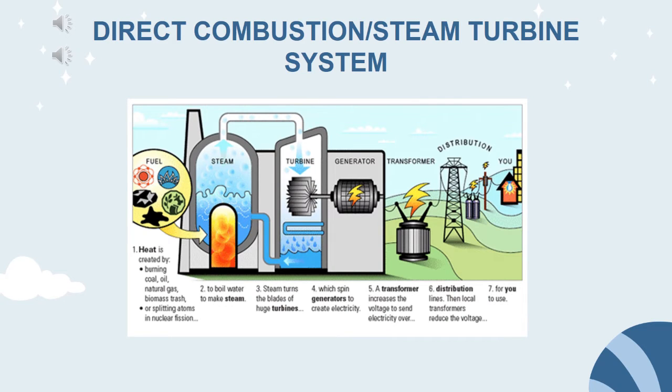These are examples of direct combustion or a steam turbine system. The components in the system are biomass fuel, steam, turbine, generator, transformer and distribution line.